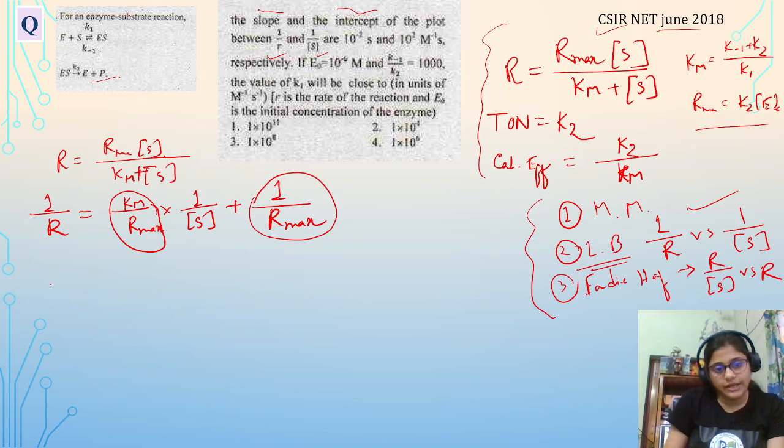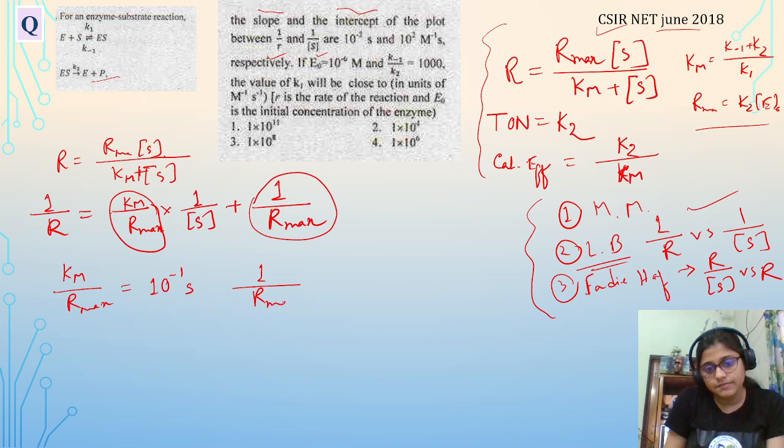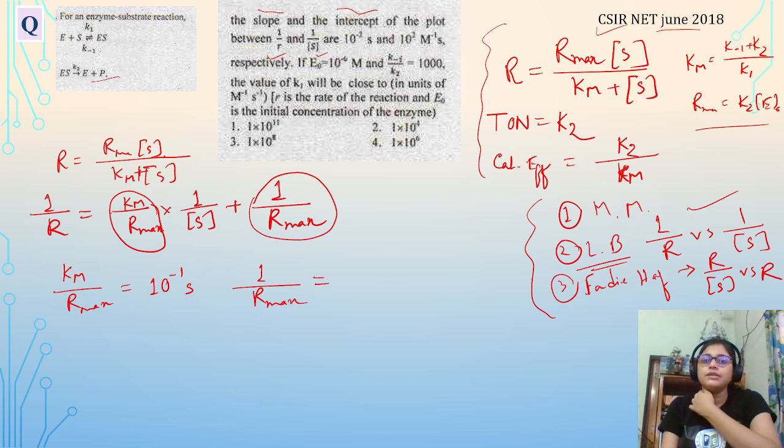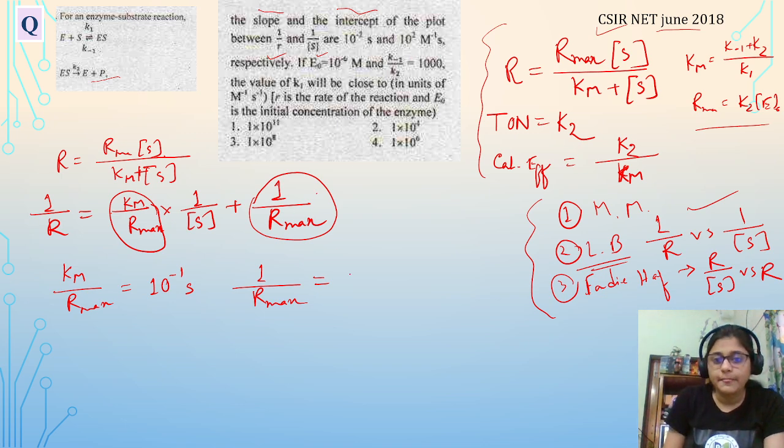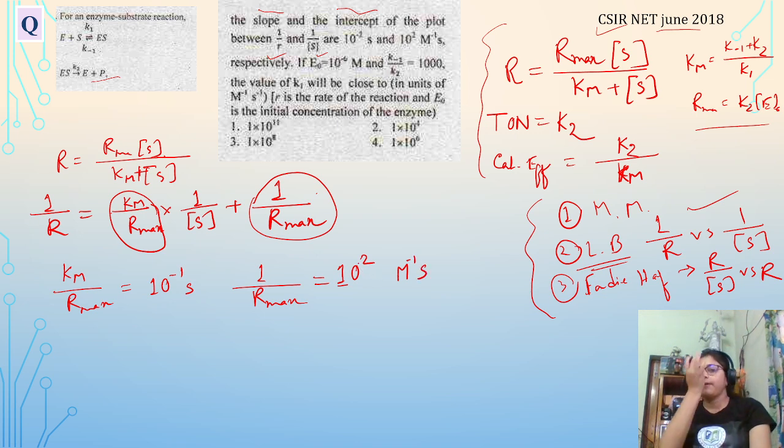Now we can equate Km by R max with the slope value given here, 10 to the power minus 1 second, and 1 by R max is the intercept. Here, the intercept is given as 10 to the power 2. And this unit is the unit of K2 actually.